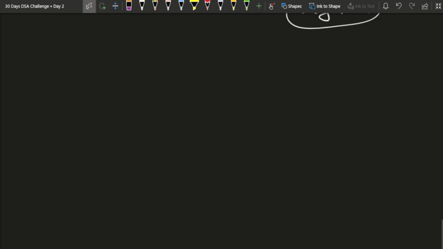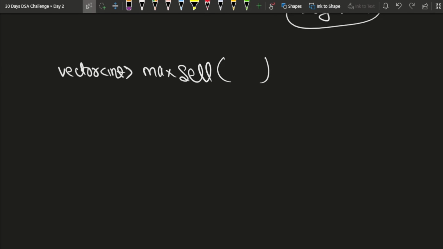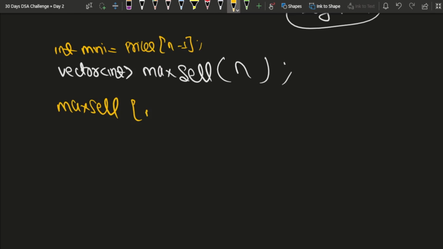So now let's write the code. We will make a vector named max sell, which will have the maximum selling price, and the size of this vector will be n, where n is the size of our prices array. We will also make another variable, int mini, which will hold the prices of n minus 1, and in max sell of n minus 1 we will put the prices of n minus 1.